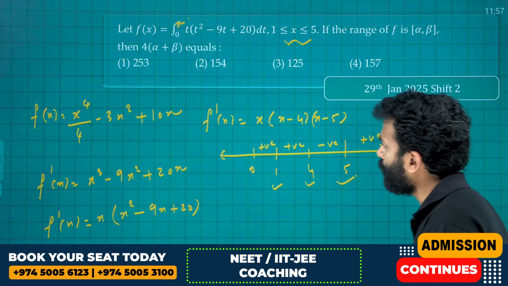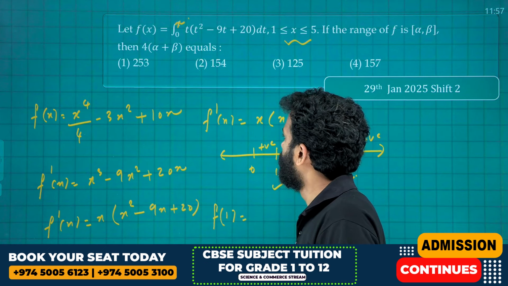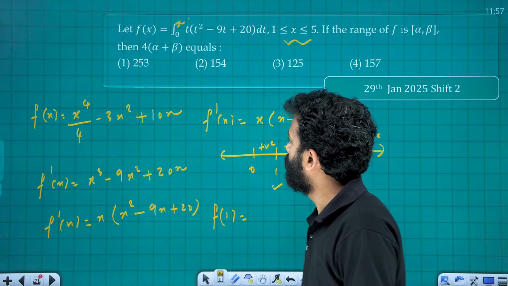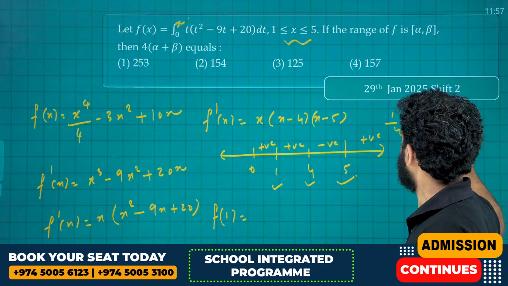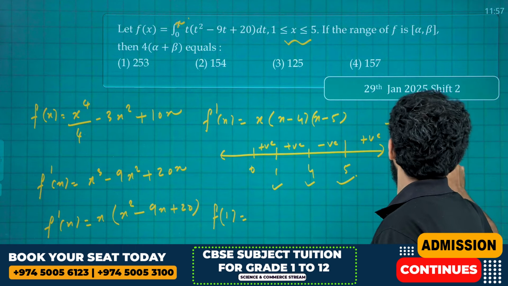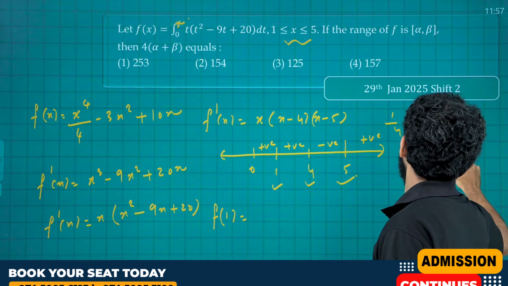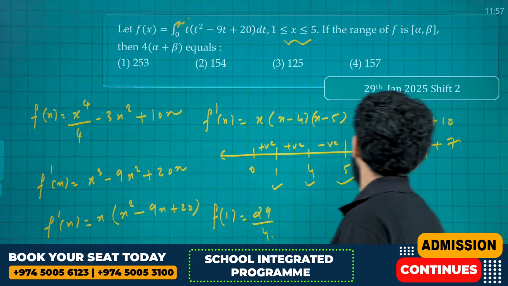Therefore, what is f of 1? F of 1 will be 1 by 4 minus 3 plus 10, that is 1 by 4 plus 7, right, that is 29 by 4. F of 1 will be equal to 29 by 4.